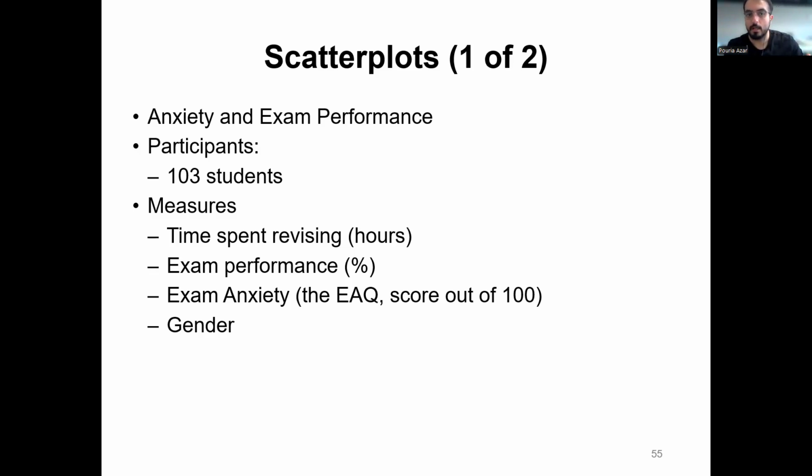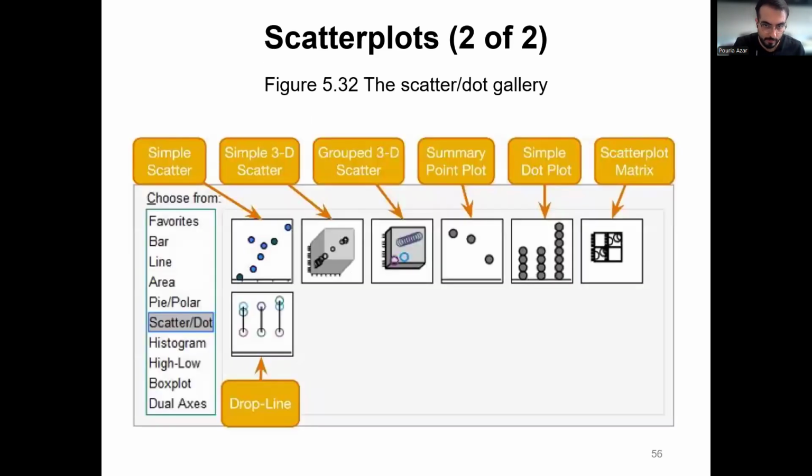We have anxiety and exam performance. So we have 2 variables, an independent variable and a dependent variable. Anxiety is our independent variable. Exam performance is our outcome variable, or dependent variable. We have 103 students as our participants, and our measures are time spent revising, exam performance, exam anxiety, and gender, for example. These are our variables.